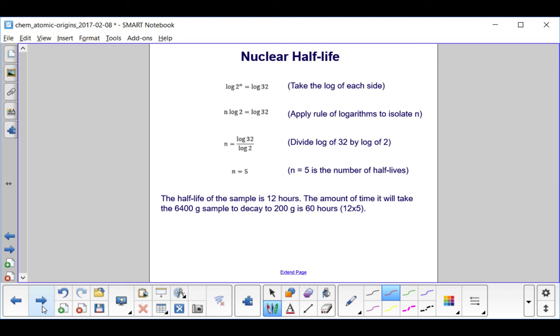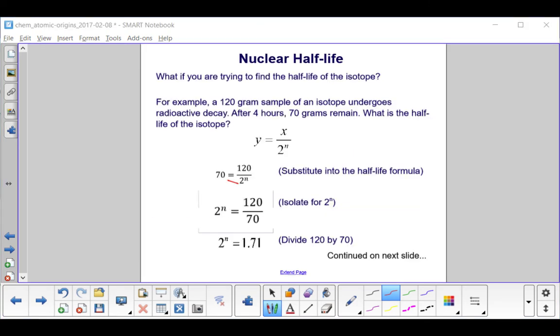And now I can isolate n, where n is the log of 32 divided by the log of 2. And log of 32 divided by the log of 2 is 5. So 5 is the number of half-lives that have passed. Remember that the half-life of the sample is 12 hours. So 12 hours times 5 half-lives gives me the total number of hours, or 60 hours. Okay, so that's how long it'll take a 6,400 gram sample to decay to 200 grams.